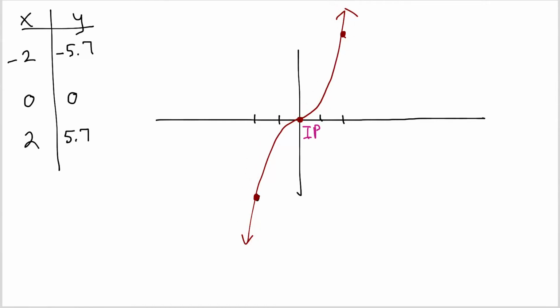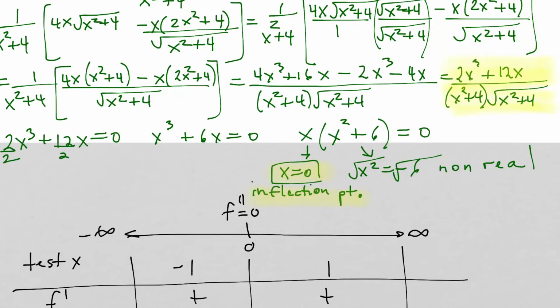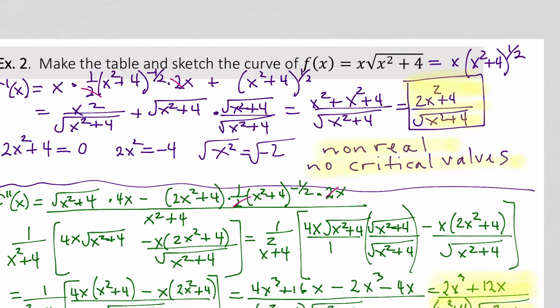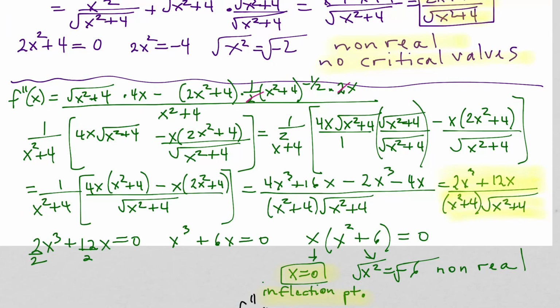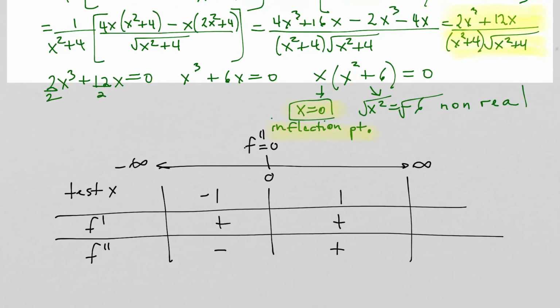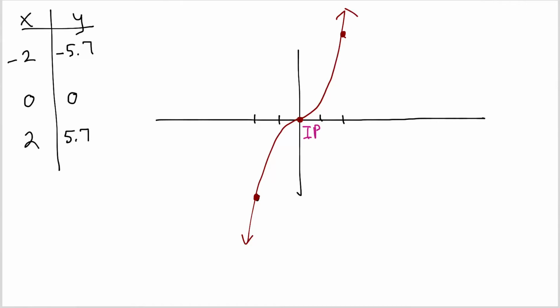All right, so I don't have any local maxes or local mins. It's similar to the shape of a cubic graph, but our original function, of course, was this with the square root in it. Okay, so we did it. We've got all of our analytics. We've got our sign table, and we've got our sketch.